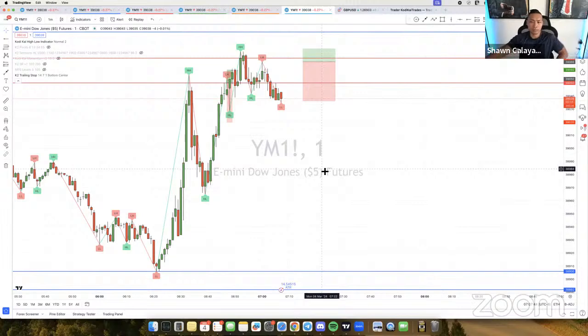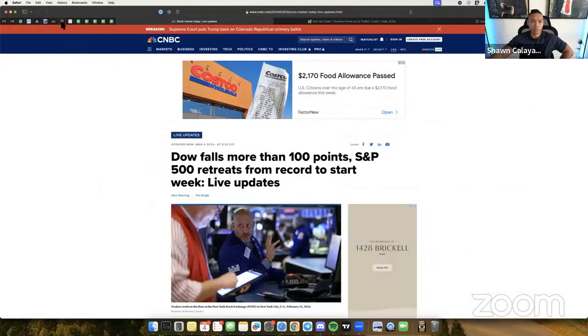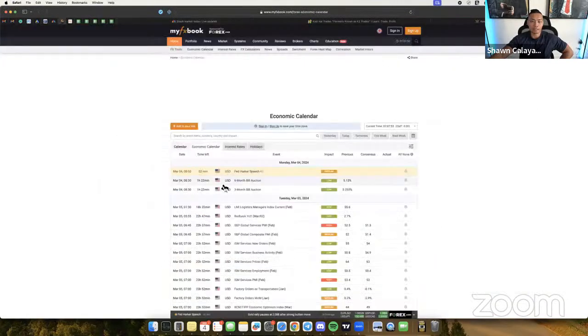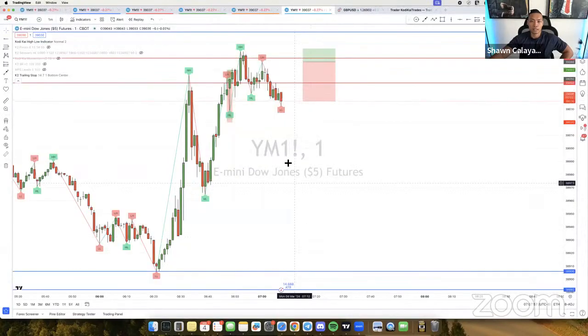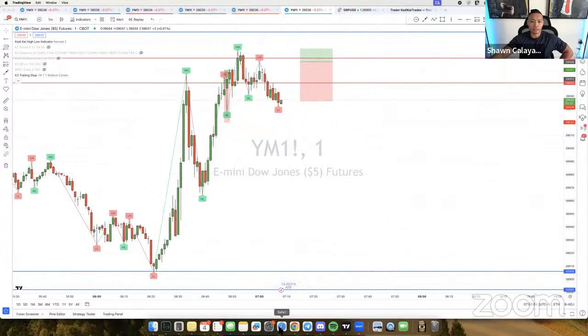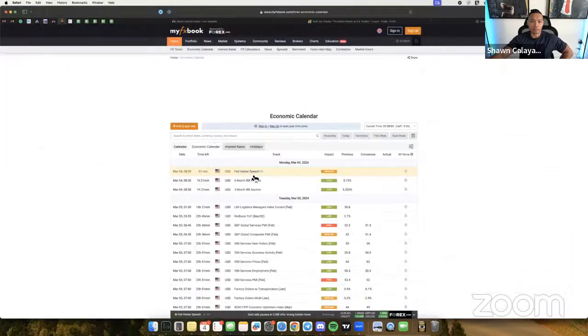The volatility is going down, so I'm not really expecting much to happen. The reason is that there's no news today. Without news, there's not much of a catalyst to push price up or down, right? It's just going to go back and forth, and you're going to get a lot of consolidation. It might move later on at 8 o'clock when Fed's Harker starts speaking, but that's the only thing we really have for today.